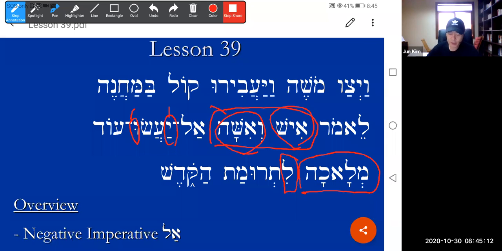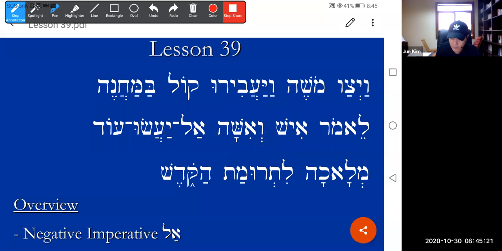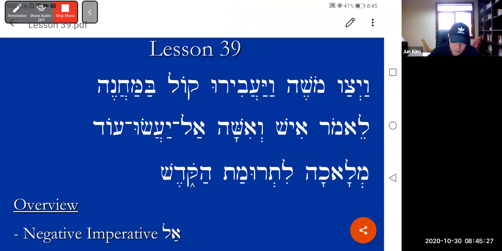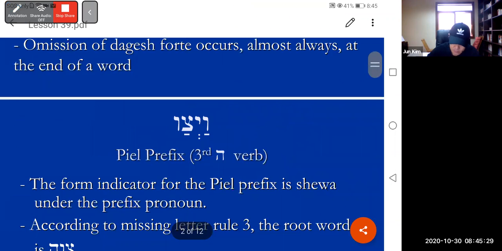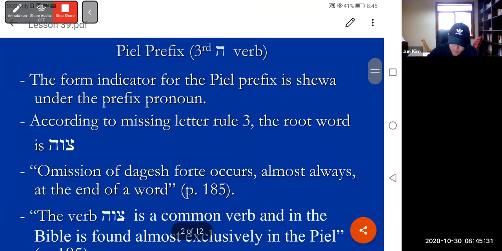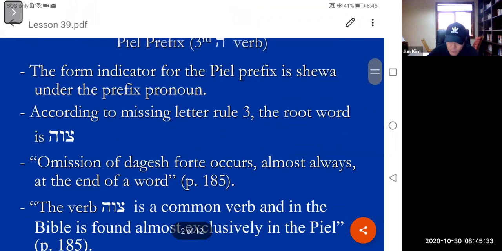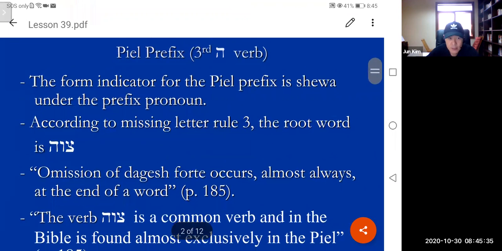Yeah, you did a really good job in trying to put the literal translation. So except this translation, everything was perfect, because this is the first time for us to deal with negative imperative. Then let's move on. PF prefix, and anyway, just for your information, let's read it. Stephen, would you read?